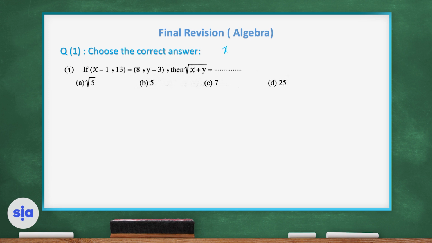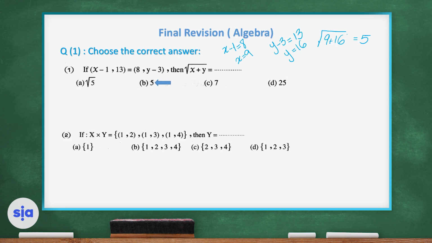So x minus 1 is equal to 8, then x equals 9, where y minus 3 equals 13, then y equals 16. If the question is asking you to find the square root of x plus y, then the square root of x plus y will be equal to 5. So the right answer here in question 1 is choice B. Let's move on to question 2.